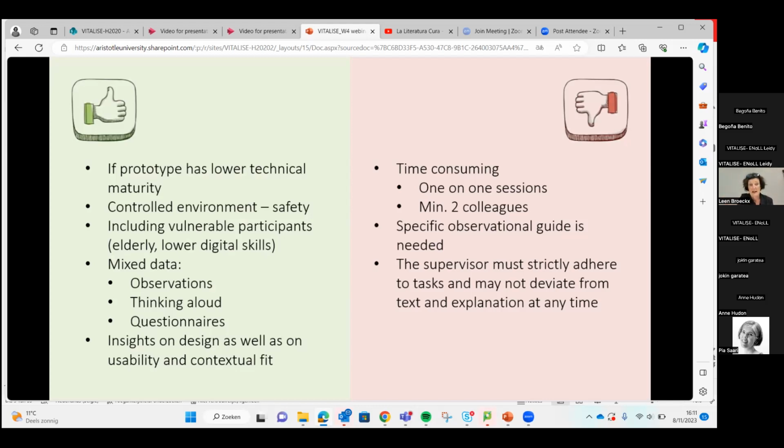You have your mixed data. It's really an advantage. It's not only the observation, it's also the thinking aloud. And through questionnaires, a pre or a post questionnaire, you also have some quantitative data. And it gives you insights both on the design as well as on the usability and the contextual fit. But on the other hand, it is time consuming because it's a one-on-one session. We always do it with 2 colleagues.